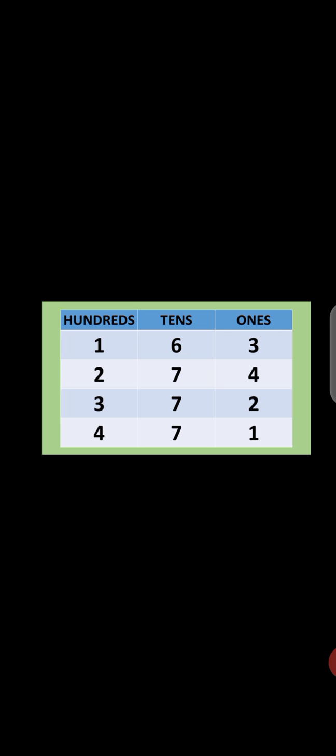Now in the last, 471. In 471 there is only one 1. There are 7 tens. There are 4 hundreds. So the place of 1 is ones. The place of 7 is tens. The place of 4 is hundreds.